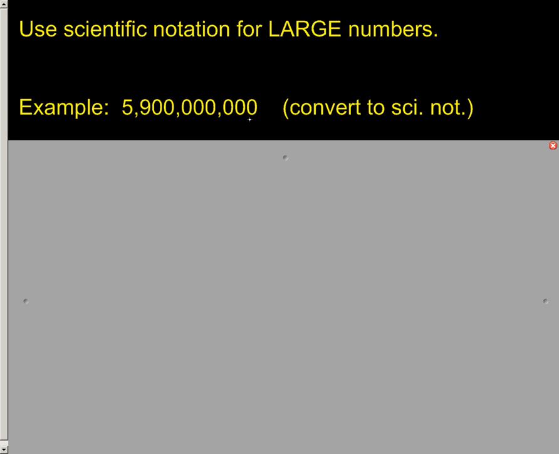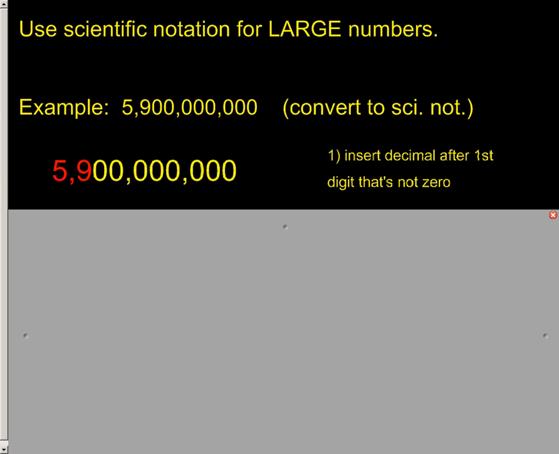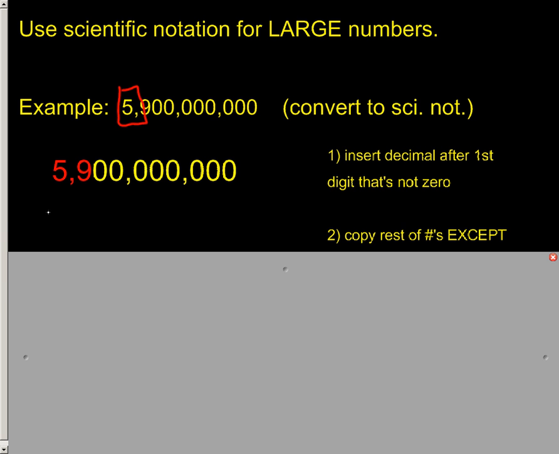5,900,000,000. That's the size of that number. We can easily write this, but I don't want to use an example where it has like 37 zeros on there. That's just too cumbersome to try and teach with. So we'll use 5,900,000,000. How do we write this in scientific notation? Well, first off, insert the decimal after the first digit that's not zero. So let's see, here's the 5. So I'm going to write 5 and then put my decimal.